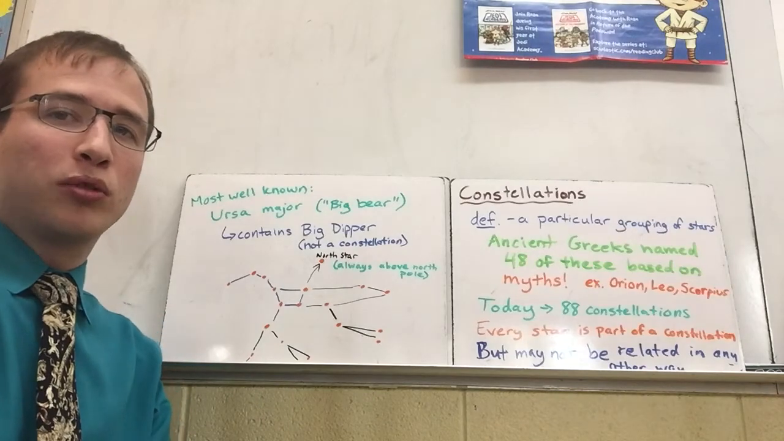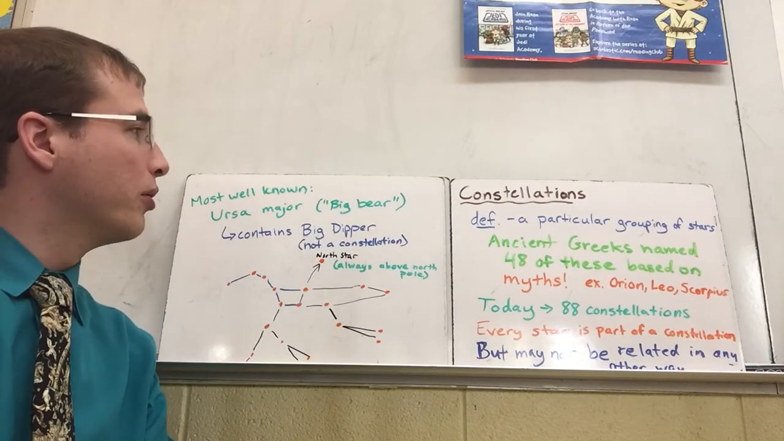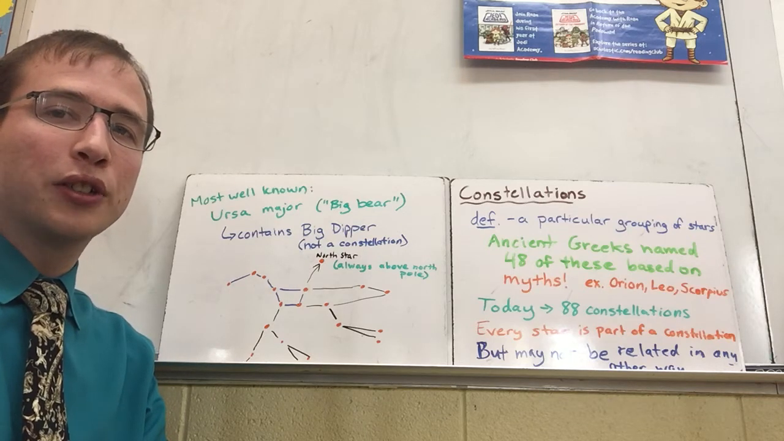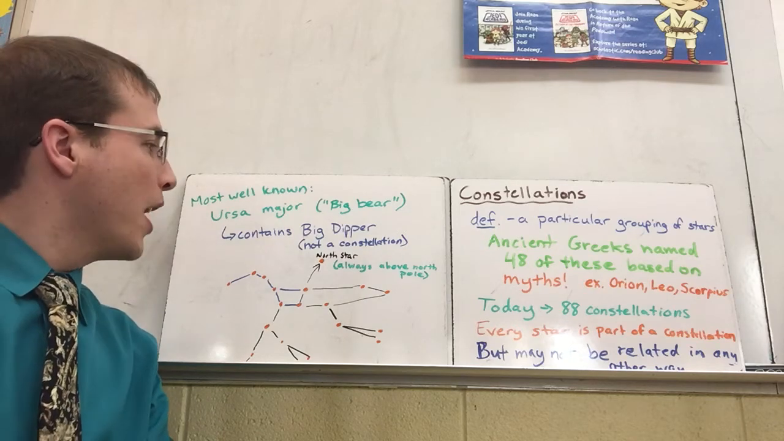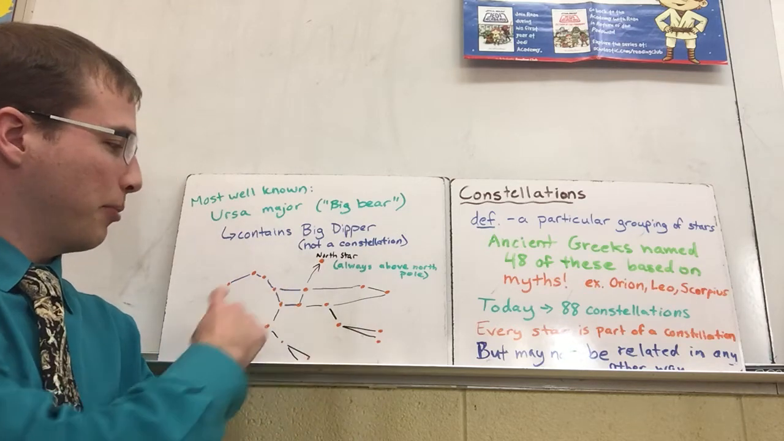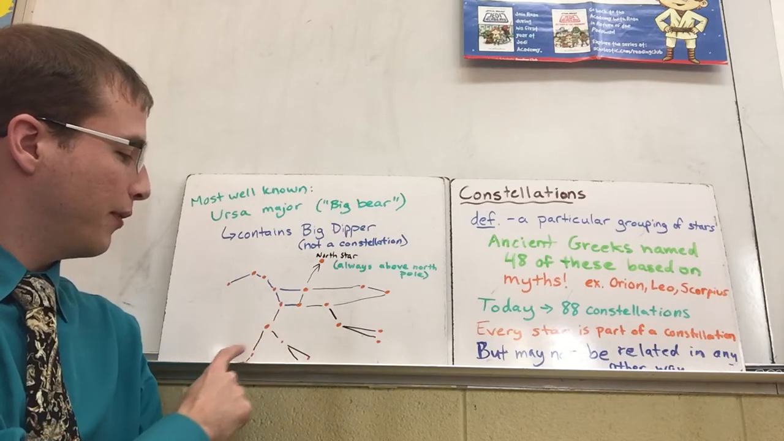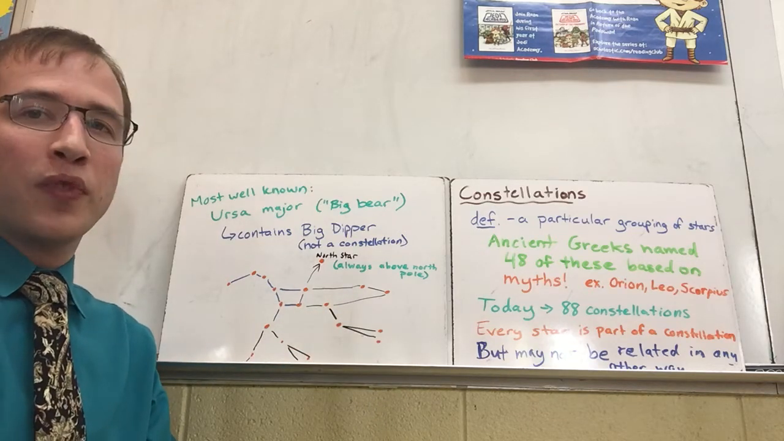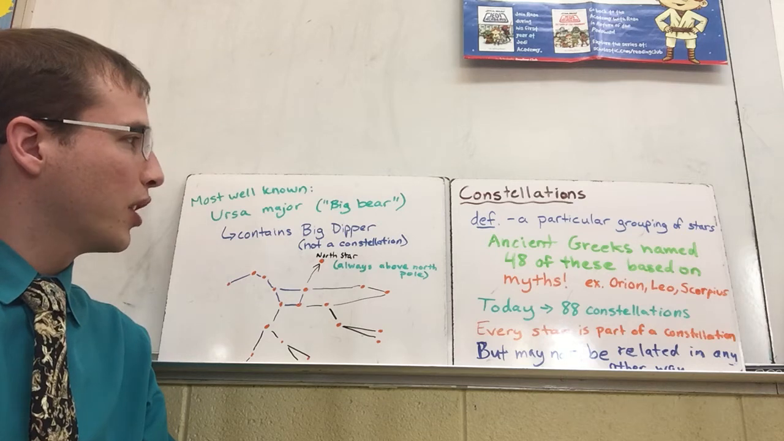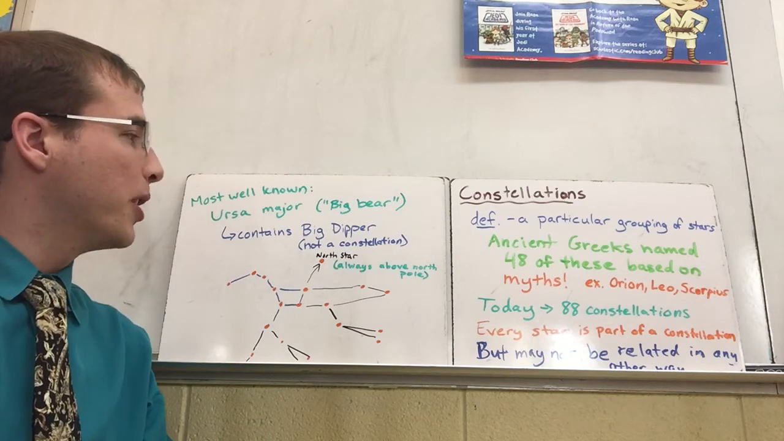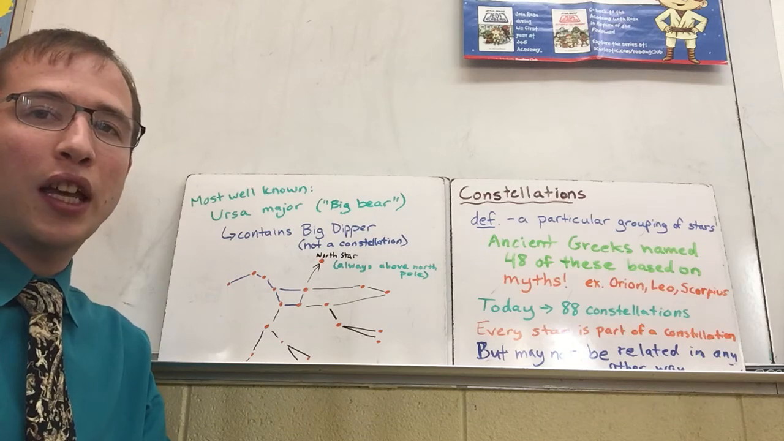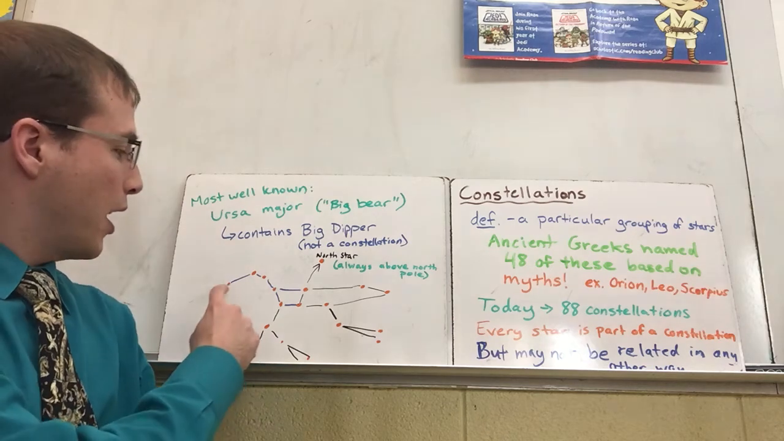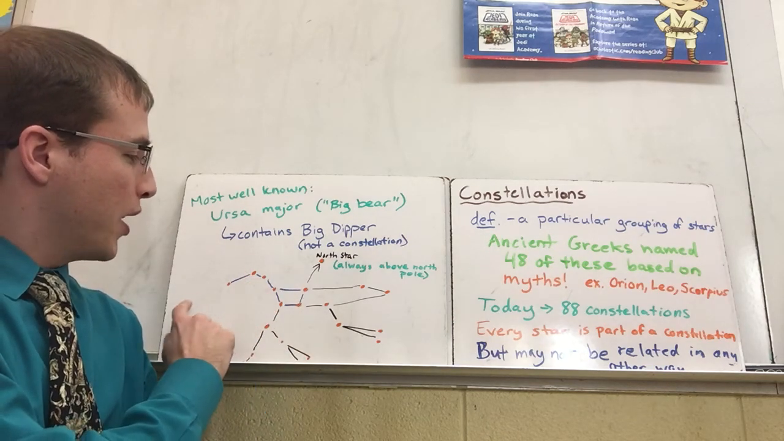Now, one of the best-known constellations is called Ursa Major. Ursa Major literally translates into Big Bear. Here you can kind of see its tail, its feet, its front feet, and its nose. So Ursa Major is one of the best-known constellations, the Big Bear. It actually contains a cluster of stars called the Big Dipper, which you're probably familiar with. And it looks like a big ladle, okay?